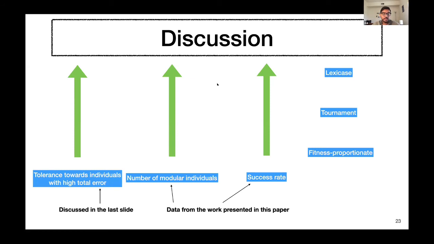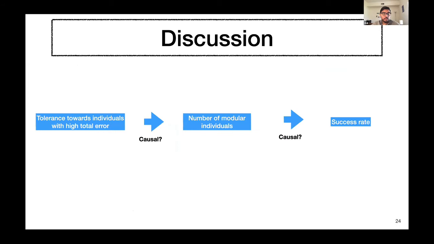And it appears that selection algorithms which are less tolerant of the individuals, that is fitness proportionate and tournament, or which aggregate errors into a single value, also do not prefer individuals with more reuse. In other words, we know that these quantities are correlated, these quantities are related, but to determine whether there is a causal link between the two, we will need more experiments. So we cannot say for certain that there is a causal link.